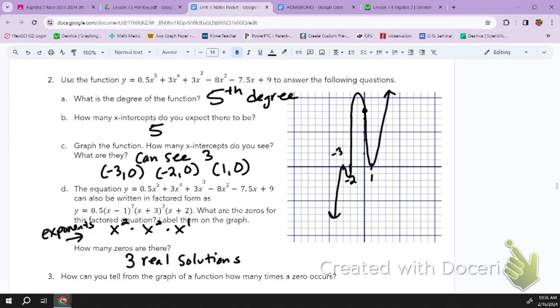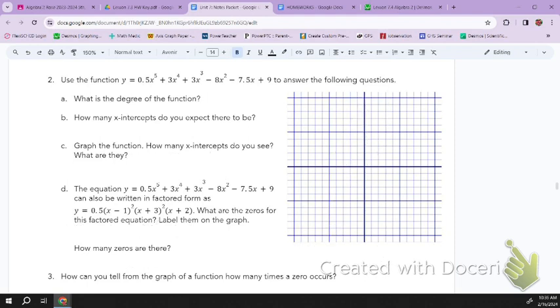Number 3, how can you tell from the graph of a function how many times a 0 occurs? So for example, my 0 for x plus 3 squared would technically tell me that I have 2 answers that are the same. So how can I tell just by looking at the graph how many times a 0 occurs? Any ideas, thoughts?